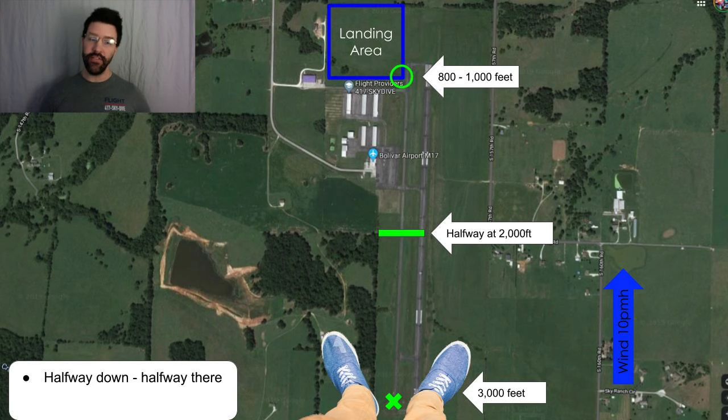So really, the concept is to divide the distance that you need to travel in half, and then see how much altitude you lose in the first half. And you're probably going to lose roughly the same amount of altitude traveling the second half.